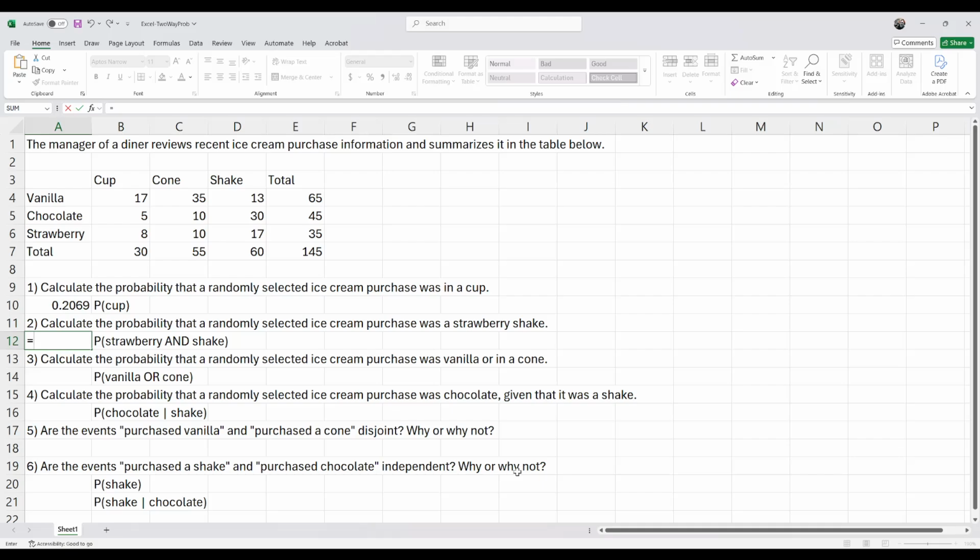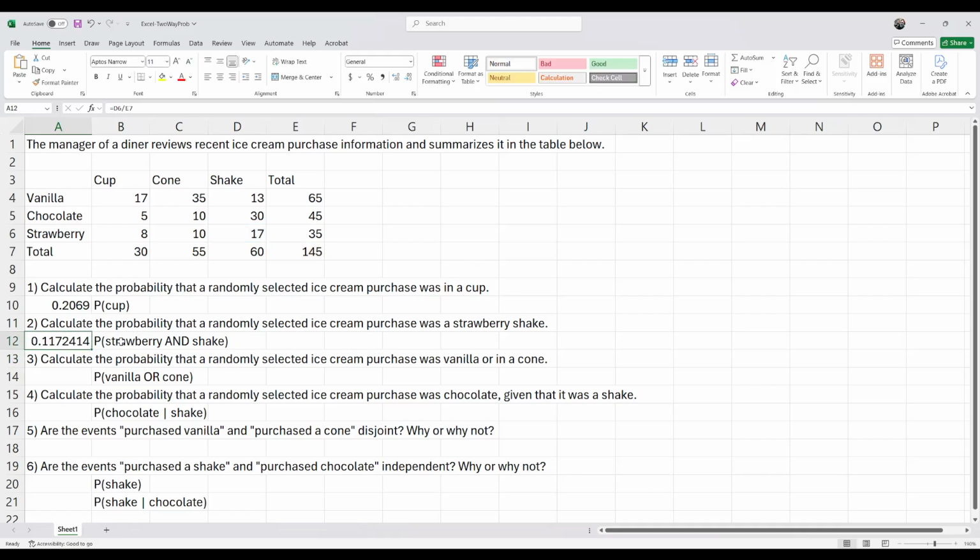For the next one, the probability that the purchase was a strawberry and a shake, or in other words, a strawberry shake, there is a way to do that using a mathematical formula. But with the two-way table, these "and" type problems are pretty quick to do if you look for the intersection. If we look for that intersection of strawberry and shake, it looks like there were 17 that fit both criteria. All you need to do is divide that by the total of 145, and that'll give you the probability that a purchase was a strawberry shake.